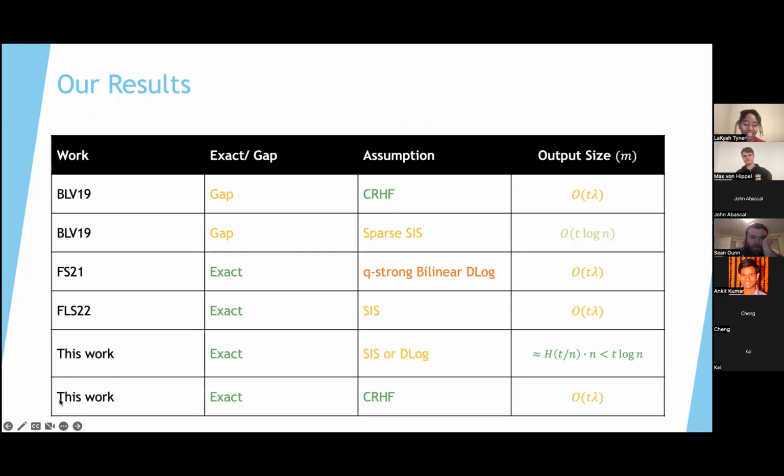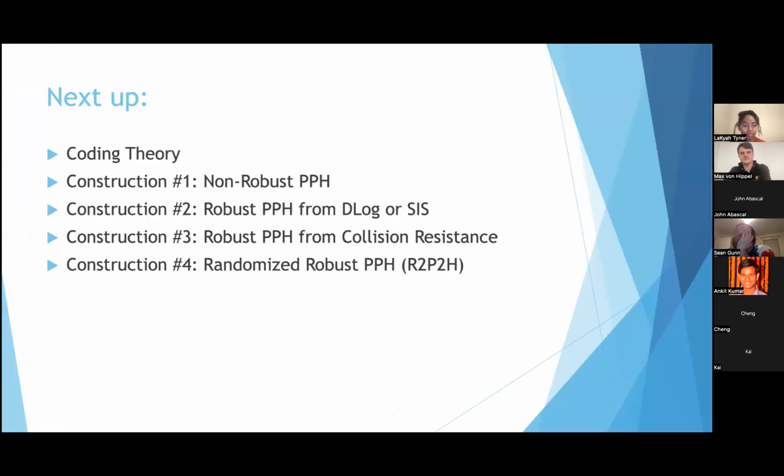And then our second construction is based on standard collision resistance, which I would say is the more ideal assumption to base constructions on compared to SIS or discrete log. And we were able to achieve a similar output size as the prior works. Okay. So for the remainder of this talk, I'll go over some coding theory basics and then move on into our constructions.